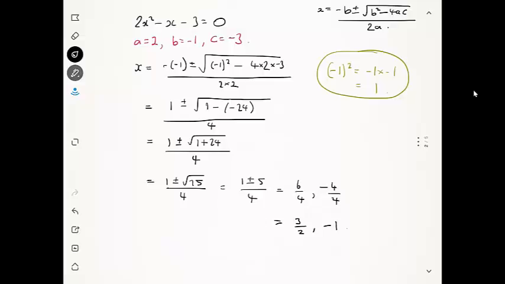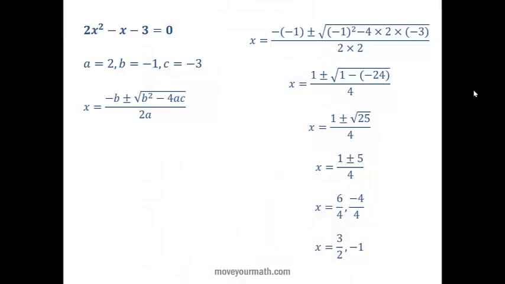So this rule 2 is watch your minus signs. Notice in this properly written out example, B and C are both negative, so I've got minus B is minus 1. B squared is minus 1 squared. And 4AC is 4 times 2 times minus 3. And I'm really careful each time to just take one little job at a time as I make my way through to my answer.